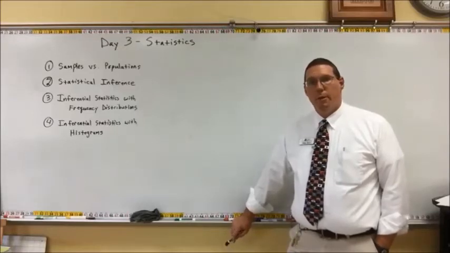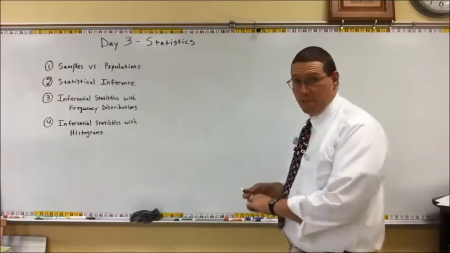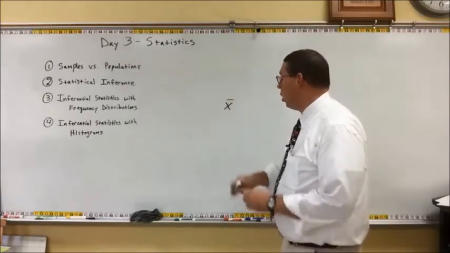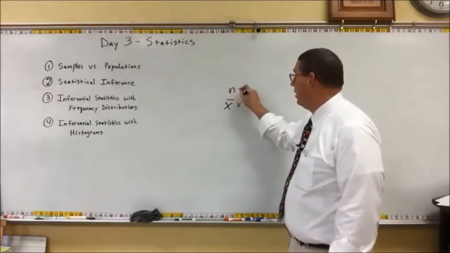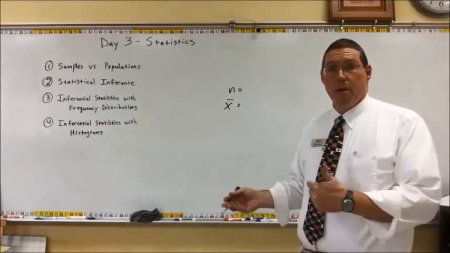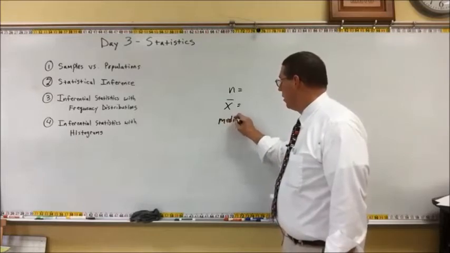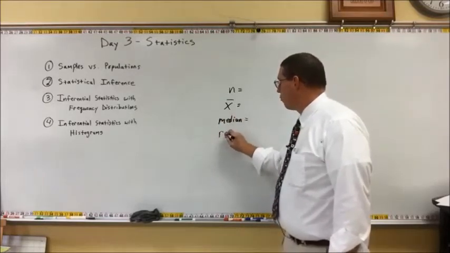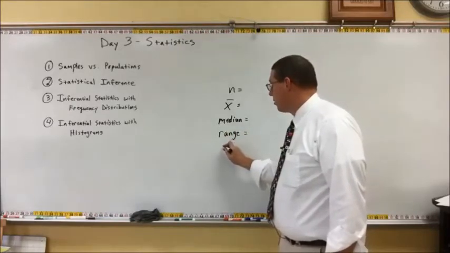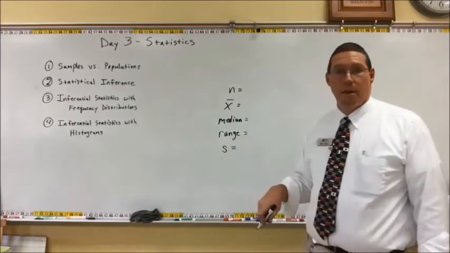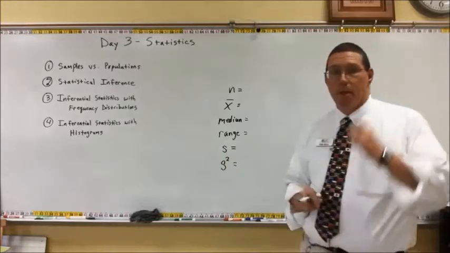So in day 1, we learned how to identify descriptive statistics. For example, the mean of a sample, which we call X bar. We learned how to identify the sample size, which we call N, right? That's how many observations that we took from the sample. We learned how to identify the median. Remember that, right? We learned how to identify the range. We also learned how to identify the sample standard deviation, which we call S, and the sample variance, which we call S squared. Okay? So you remember that?